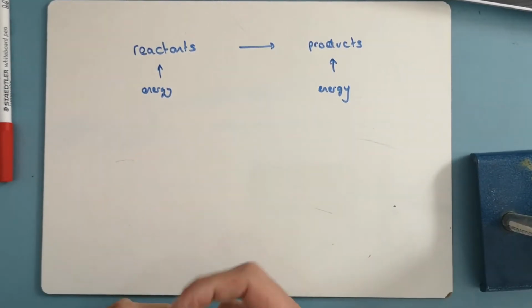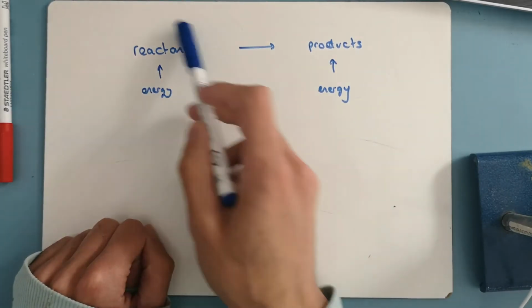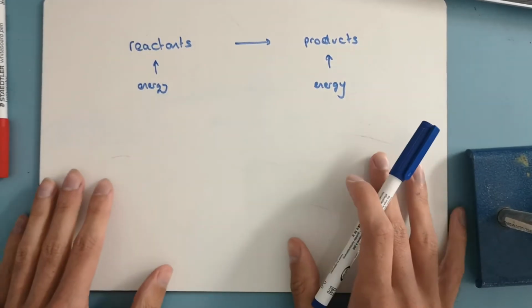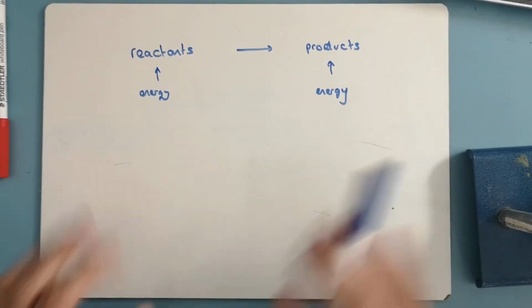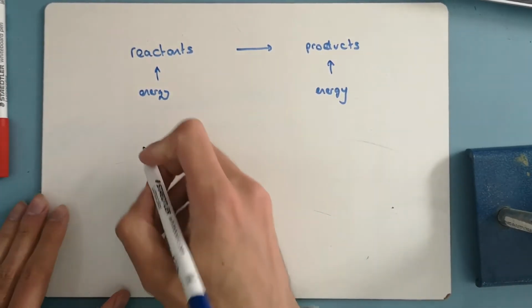And then also the opposite can happen. There might be less energy in the reactants and more energy in the products, in which case it's going to have to take energy from its environment. So that's where we get endothermic reactions. And we can link this to an enthalpy profile diagram.